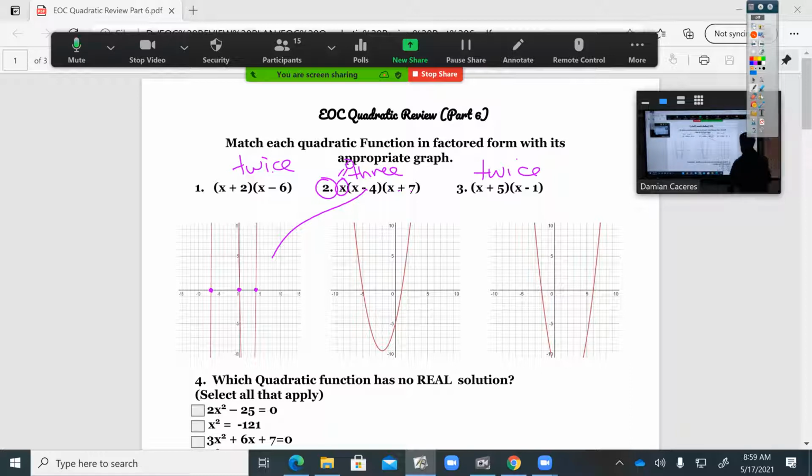So before I move on, the main topic here: if you see 3 factors, it touches 3 times. To see where they touch, change the sign of the numbers in the parentheses. Any questions?